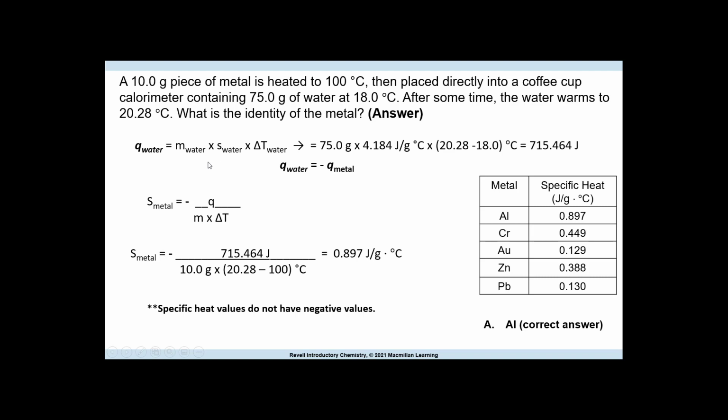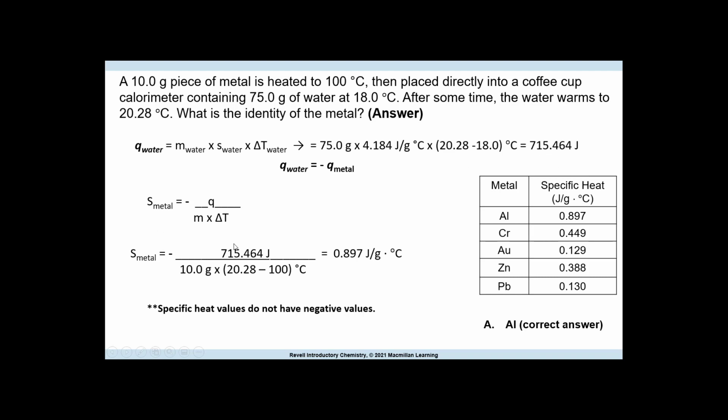I always figure out the water first. I figure out Q for the water. So this is how I do it. I take the mass of the water, the specific heat of the water, and the change in temperature of the water. I am getting the Q, because once I determine this, I will know what the heat from the metal was that was transferred. So I plug everything in, and it gives me 715.464 joules. Because I'm doing this in steps, I'm not rounding. I'm leaving everything intact until the very end.